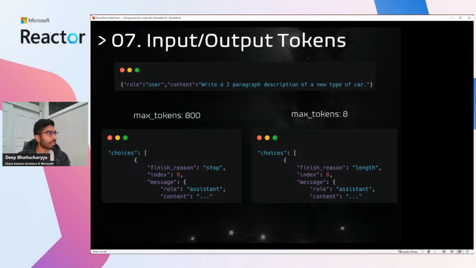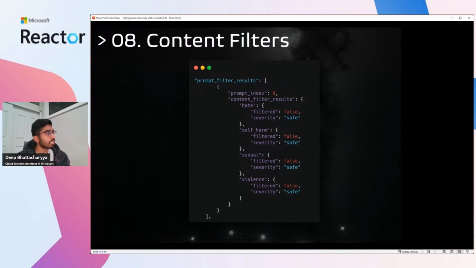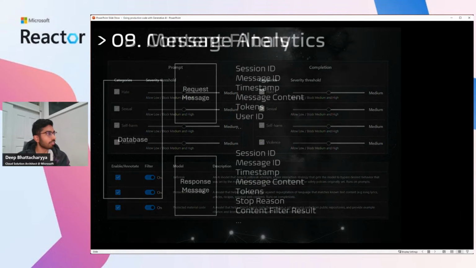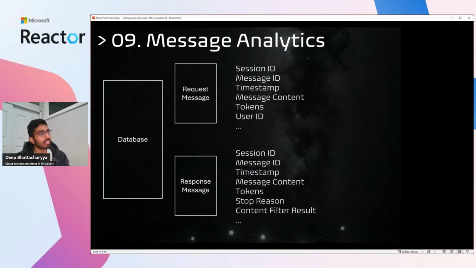This is, again, talking about input and output tokens. You should set your max tokens as well. Content filters, we just covered this and how to do that. You can also put it in as in the API request, but it's definitely easier to build that all into AI Studio. There you go. This is your content filter. Message analytics, we also covered how to get those analytics going for your endpoint. So important that you make sure that you do that.